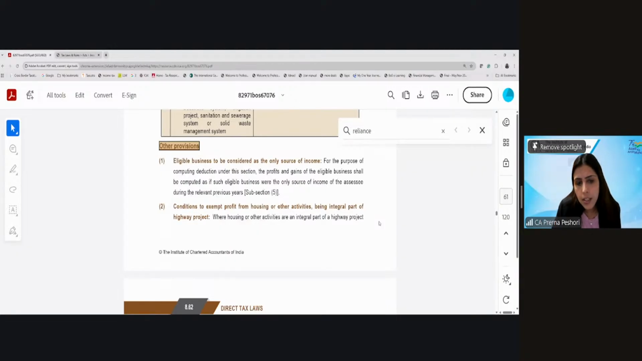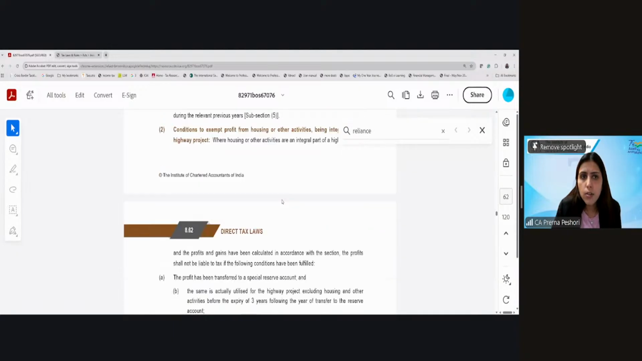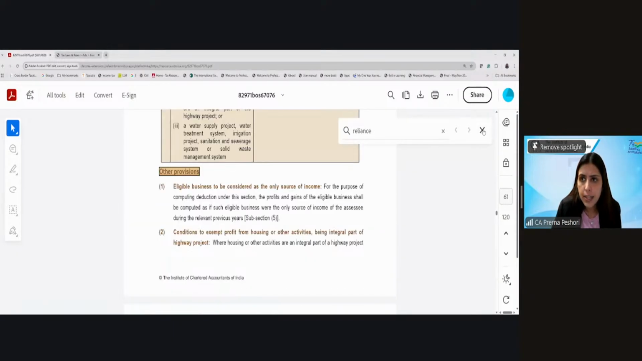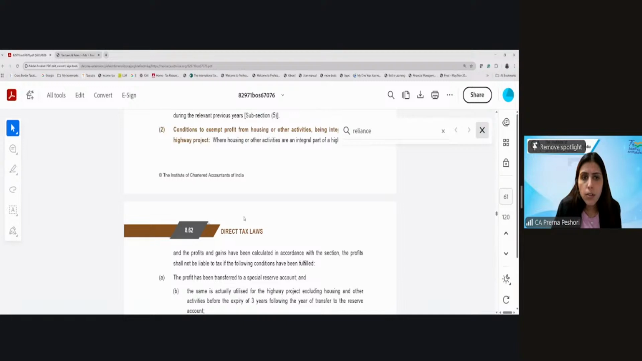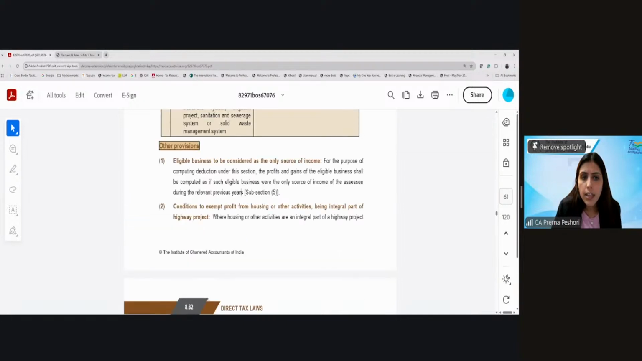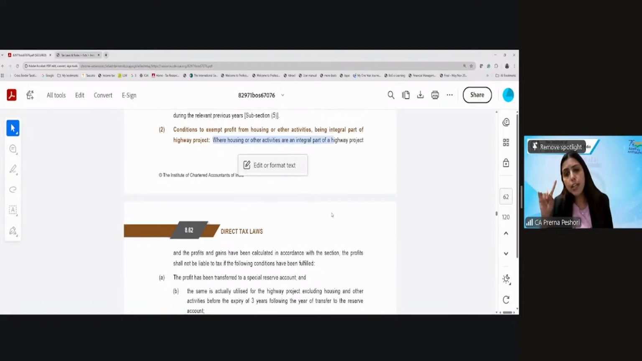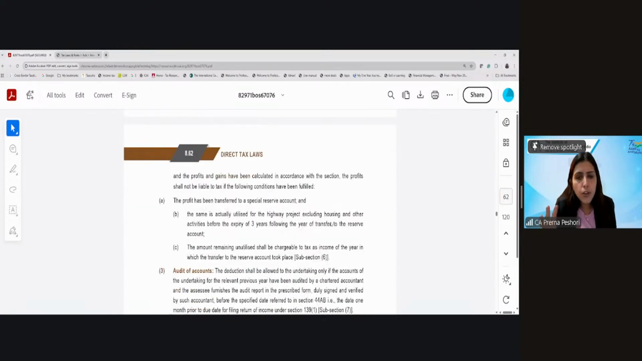Clear. Fine. Now, let us look at the balance of the provisions, what are there. Okay. So now it says this, where housing or other activities are integral part of the highway project. I told you, even for the highway project, if there are any housing built on that highway project which are integral part of the highway project, they are also eligible to be claimed as deduction under ICAI. But there are certain conditions that the profits from that highway project, this is only for specifically the highway project, the profits should be transferred to a special reserve account.